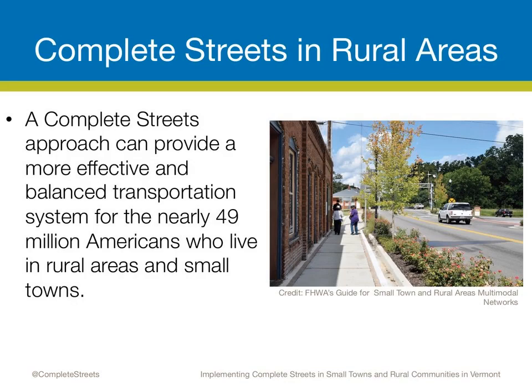A complete streets approach can provide a more effective and balanced transportation system for the nearly 49 million Americans who live in rural areas and small towns. And what's interesting is, for those of you who are familiar with the Coalition's work, every spring we put out a report on the best complete streets policies of the previous year, and we tend to look at where those best policies are in terms of jurisdictions. We've now seen a good fourth of complete streets policies coming from communities under 20,000, and the number of rural and small town complete streets policies is growing.